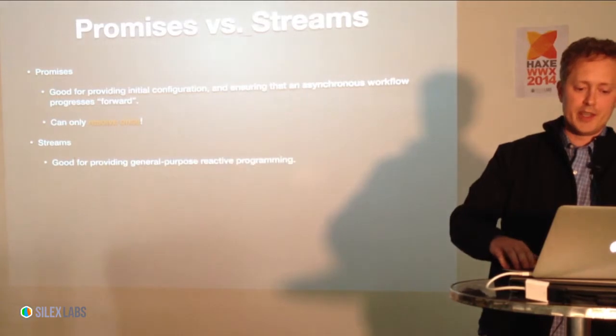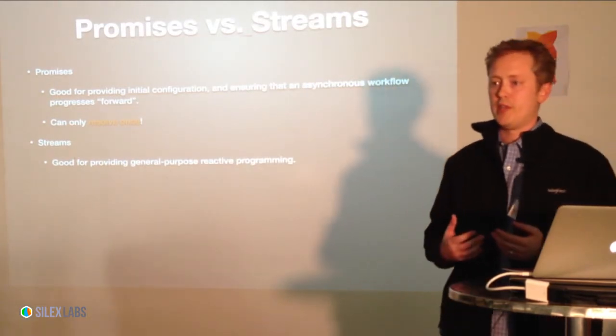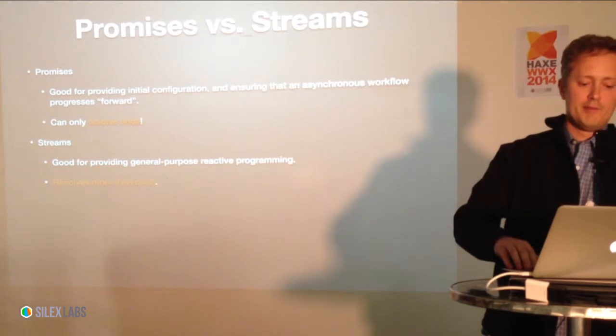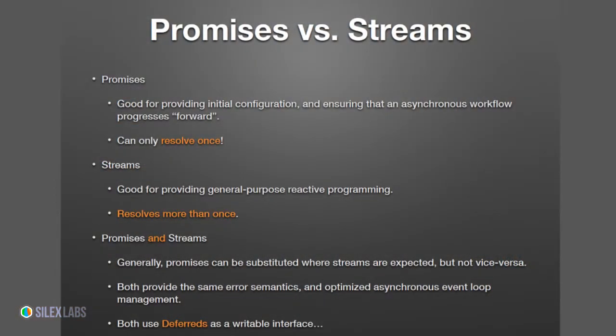Streams, on the other hand, are designed for being more general purpose and having fewer restrictions. They're designed to resolve more than once. Between the two, you can generally substitute a promise where a stream is expected, because streams are less restrictive in terms of what they accept, but not vice versa. And by putting them together in the same framework, I'm giving them the same error handling semantics and the same asynchronous event loop handling, so that they're both very efficient. They both play by the same rules. You can reason about them in the same way.